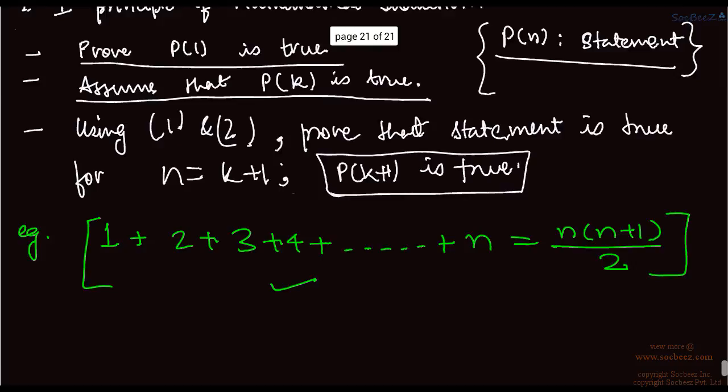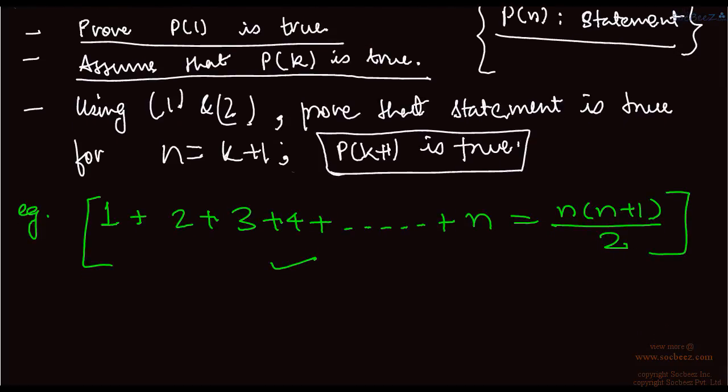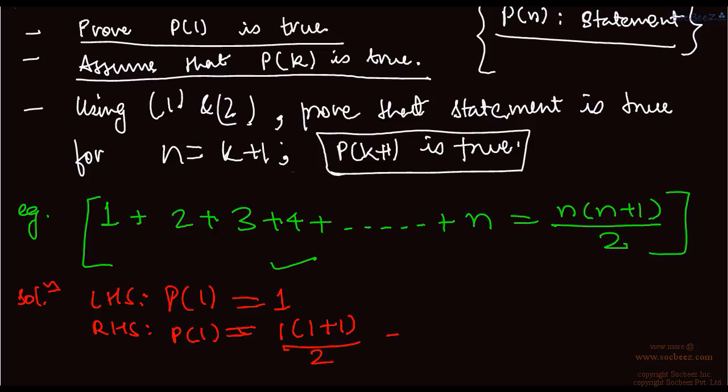The first principle of mathematical induction says that the steps given to you are what? First, P of 1 is true. So let's solve this. P of 1 on the LHS side is 1. For the RHS side, instead of n, you put n(n plus 1) by 2. So 1 into (1 plus 1) by 2 gives 2 by 2, which gives 1. So P of 1 on the LHS is 1, and on the RHS is also 1. They are equal, so P of 1 is true. We have satisfied this condition.